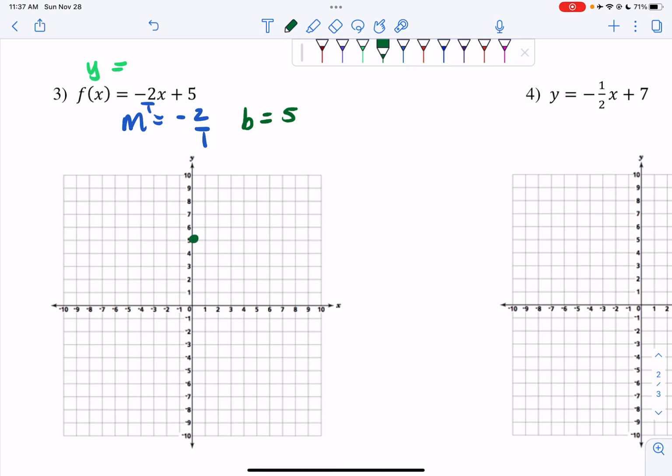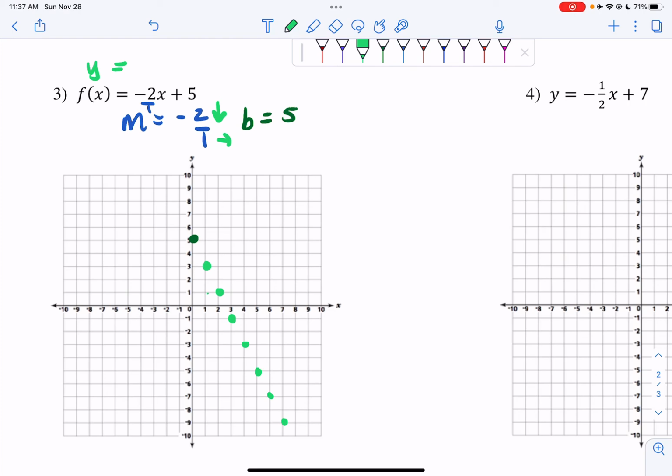And now, since my slope is negative, I'm going to go down 2, right 1. So I'm going to go down 2, right 1, down 2, right 1, down 2, right 1. And I just keep on going down 2 and right 1 until I run out of room.